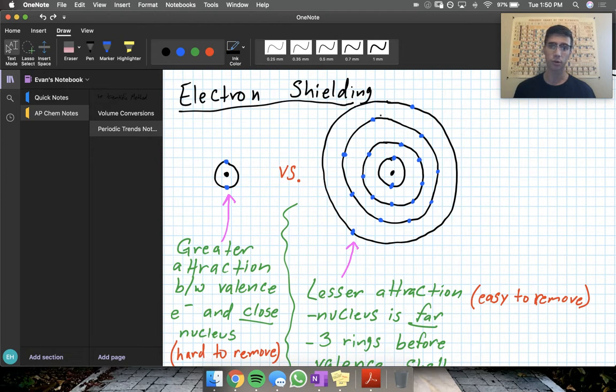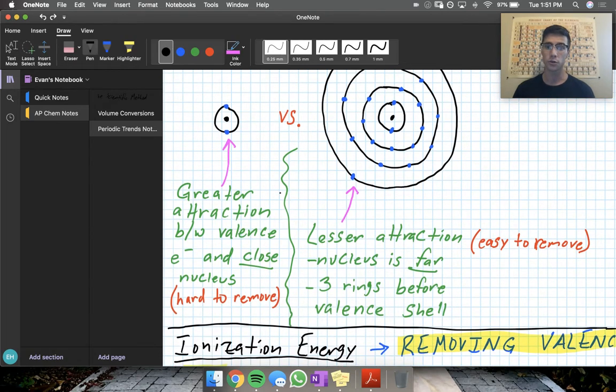For example, in this first atom, we only have one valence shell, which means it's super close to the nucleus. So the nucleus is pulling really strongly on these electrons because they're the only ones there, the only ones to feel the pull from the nucleus. The nucleus has a positive charge and the electrons have a negative charge, so they're being pulled in by the nucleus. This is going to have a really strong interaction: greater attraction between valence electrons and the close nucleus.